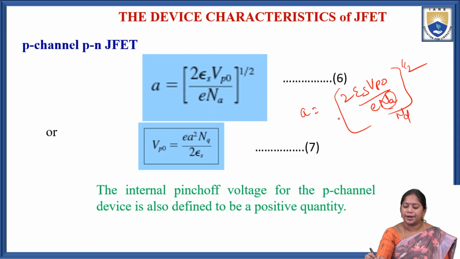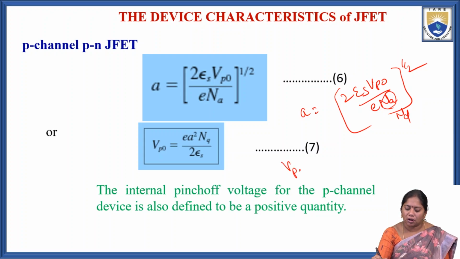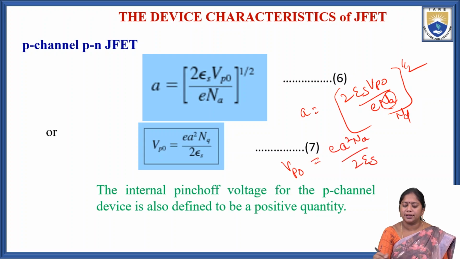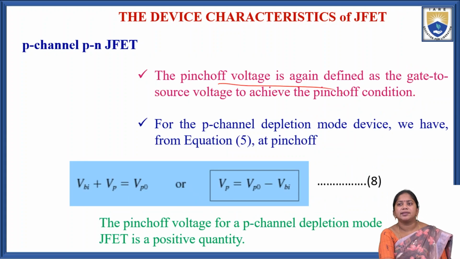So here we are writing a equal to 2 epsilon s Vp0 by e Na, where Na is the acceptor concentration. So Vp0, the internal pinch-off voltage, Vp0 equal to e a square Na by 2 epsilon s, that is equation 7. The internal pinch-off voltage for the P channel device is also defined to be a positive quantity. The pinch-off voltage is again defined as the gate to source voltage to achieve the pinch-off condition.